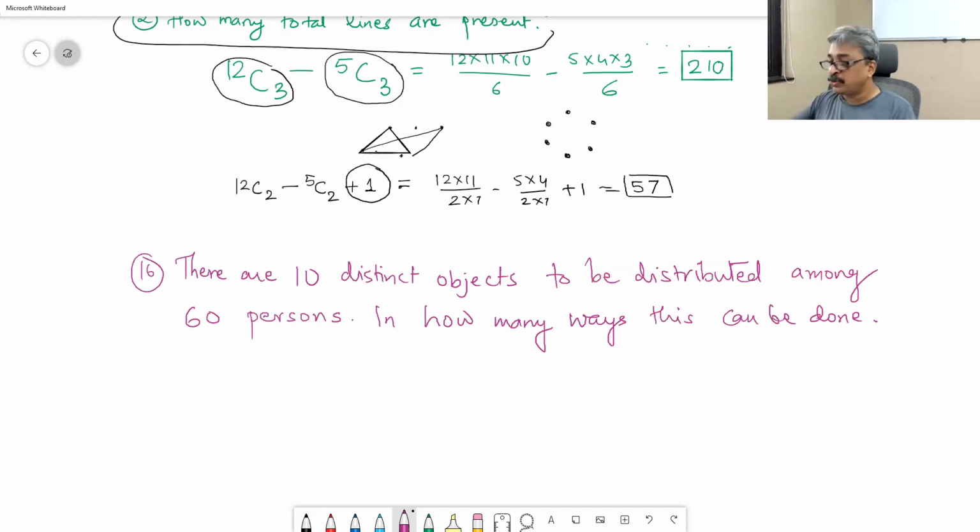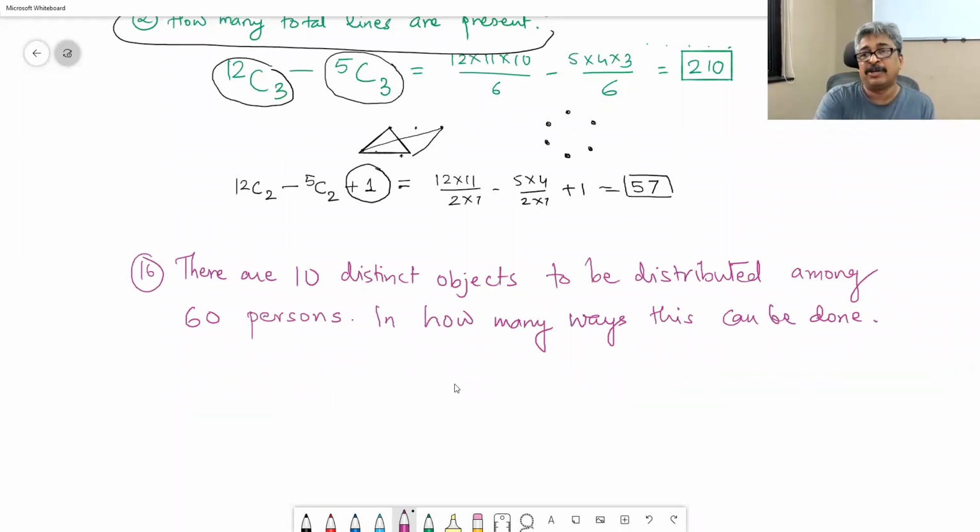Show me whatever answer you get. Don't try to simplify. Again, this is a problem where you require a different thinking. Think first. There are 10 distinct objects to be distributed among 60 persons, and there is no other restriction.